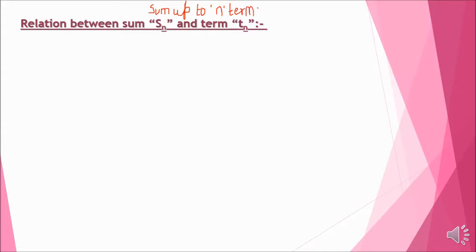N terms, and Tn is our general term. Now, what is the relation between this? Let us consider a general sequence, the most common series, T1 plus T2 plus T3 and so on. It's a finite series because the number of terms is definite.